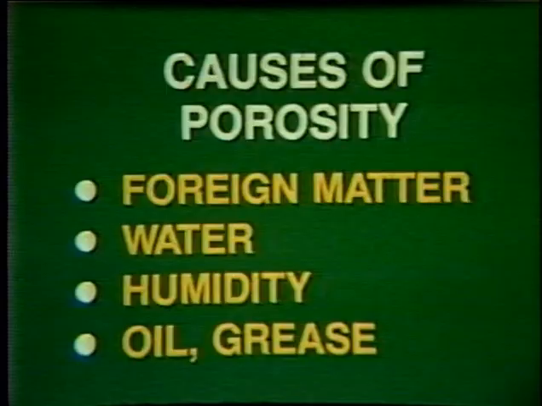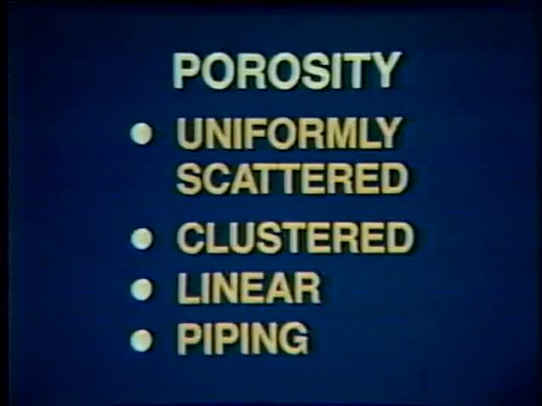The next discontinuity to be discussed is porosity, which is caused by the exposure of molten weld metal to oxygen, nitrogen, and hydrogen in the atmosphere. It can be located within the weld or exposed to the surface. Porosity can also result from the presence of foreign matter, water, humidity, oil, grease, or other contaminants in the weld puddle. Porosity can be present as uniformly scattered, clustered, linear, or piping. The manner in which the porosity is distributed is helpful in analyzing the cause.